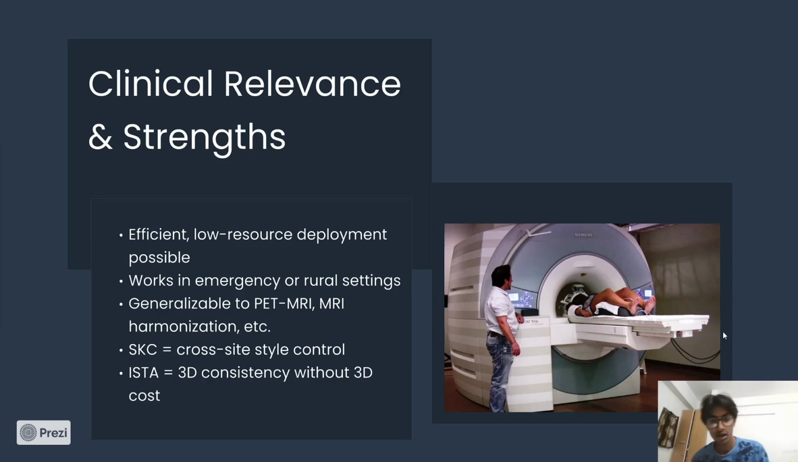Another point is that it is a flexible method. While this paper focuses on turning CT scans into MRIs, the same idea could work for other tasks too, like converting PET to MRI, improving MRI consistency, or generating synthetic CT images. Another thing is that the SKC method is also very useful in multi-center studies, where different scanners produce images with different styles. SKC helps standardize the output, making it easier to train reliable models.